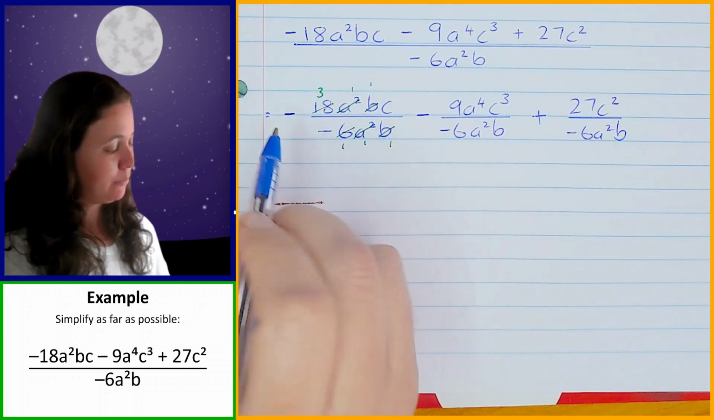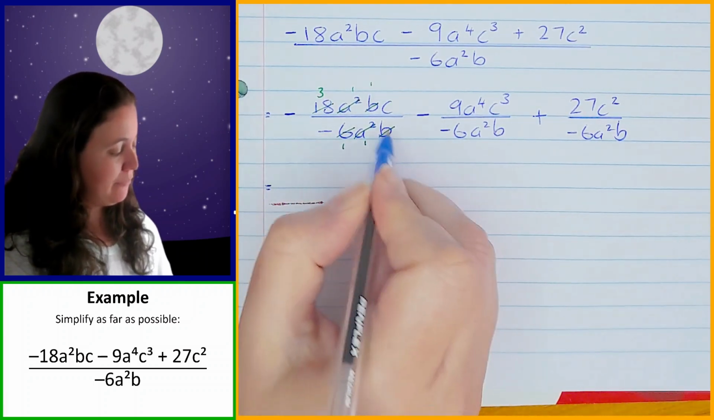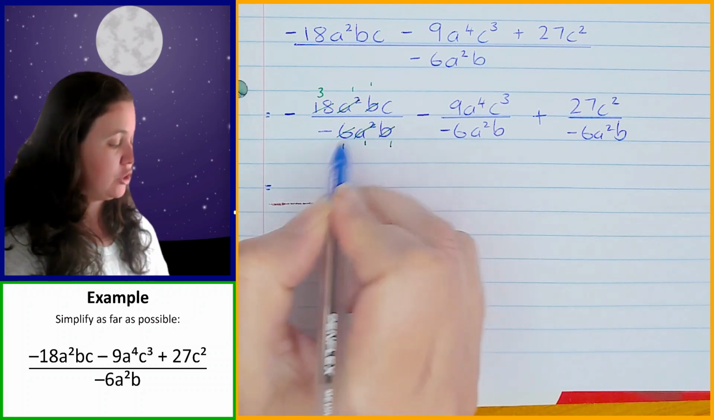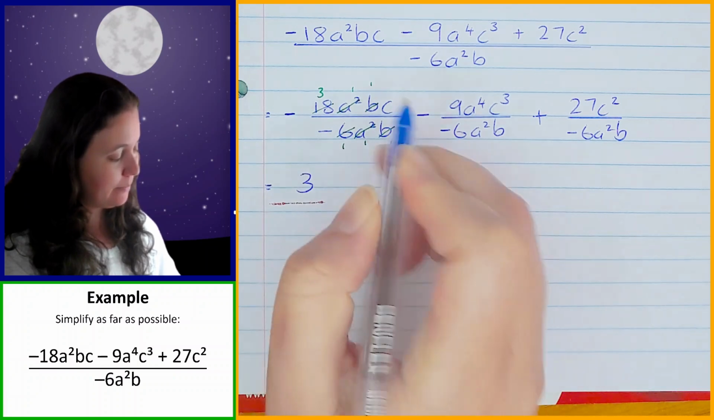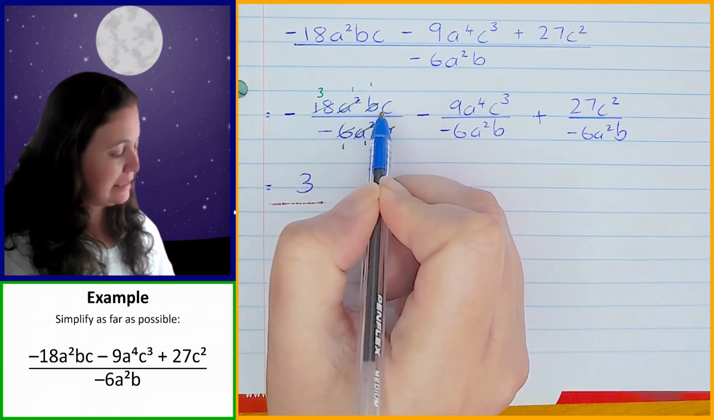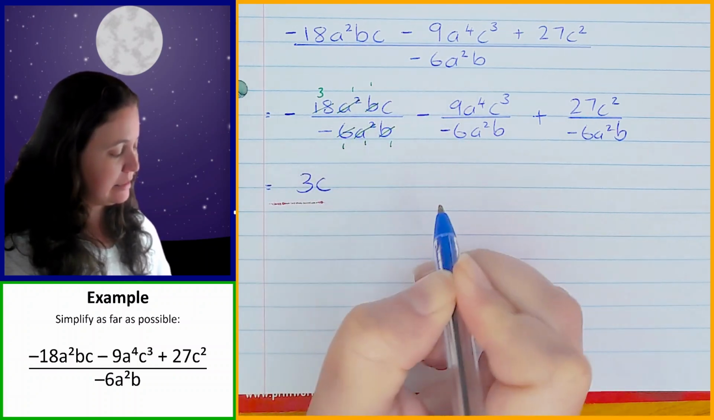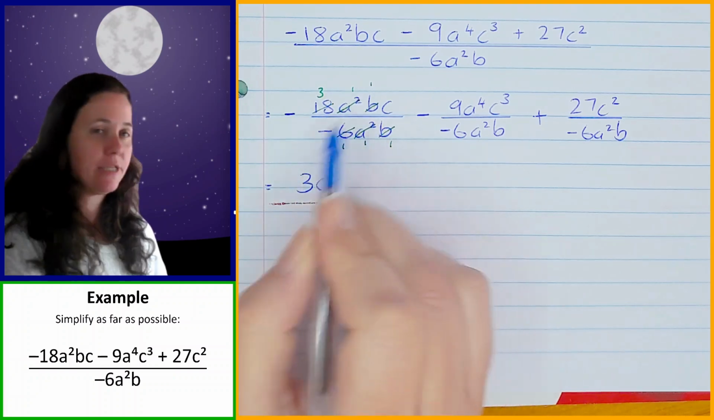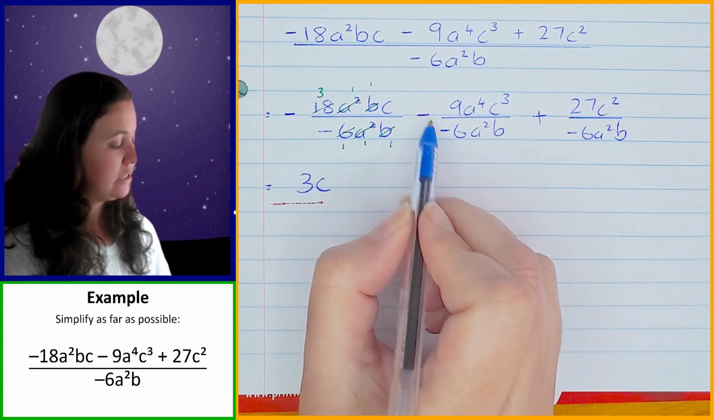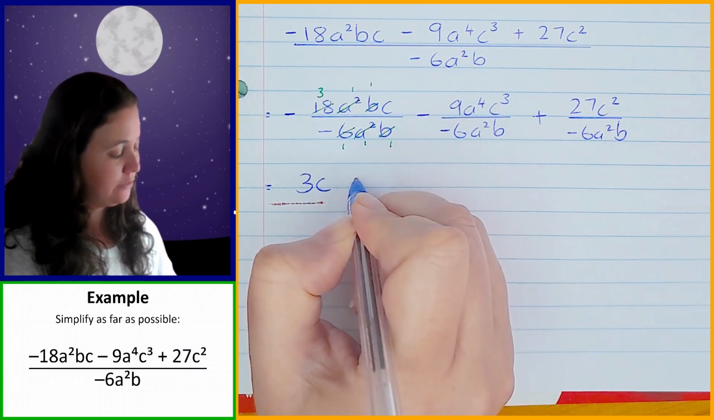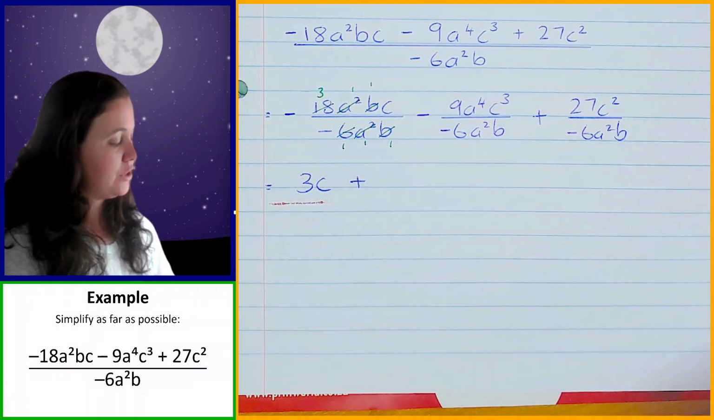So that gives me positive. Everything in the denominator has cancelled, so it's just 1. And then I'm going to have over here 3, and then everything else cancelled except for the c over here. So it's 3c. Okay, so that's what I get from my first term. Now let's go on to the second term. I've got a negative and a negative. Again, that makes a positive, so it's plus. Now this one, I've got a 9 and a 6.